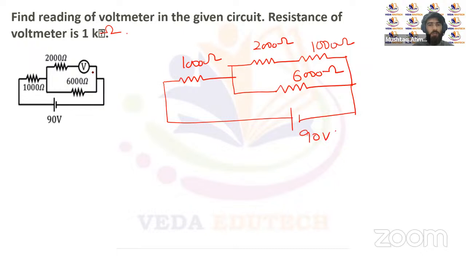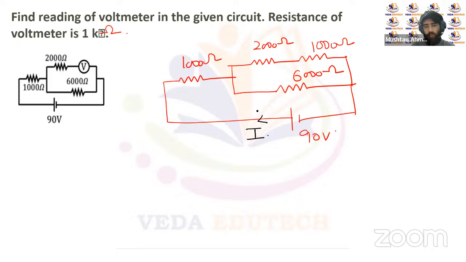We have to calculate the measurement of this voltmeter. How much potential difference is this voltmeter going to measure? So what we'll try to do is calculate the current through the whole circuit, and let's see how the distribution of current will be there.